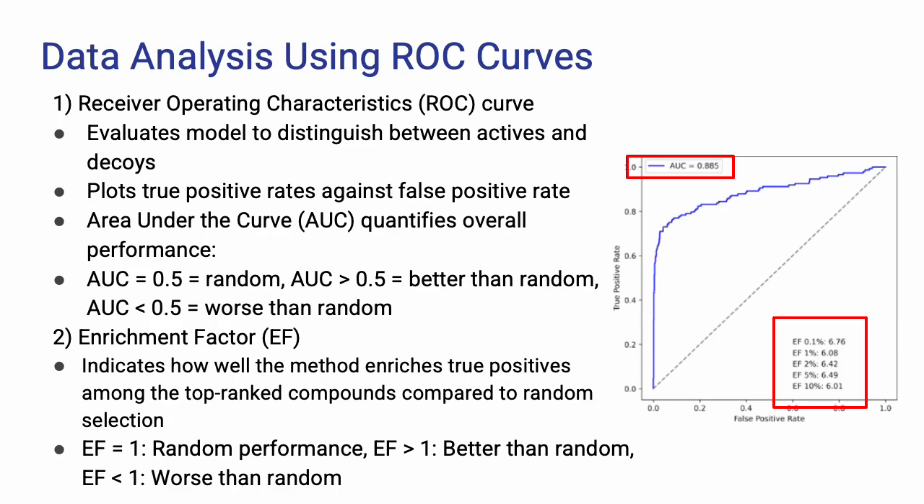The enrichment factor, or EF, tells us how well a method ranks true positives among the top-ranked compounds. An EF of 1 represents random performance. An EF greater than 1 indicates enrichment of actives, and an EF less than 1 indicates worse than random ranking.